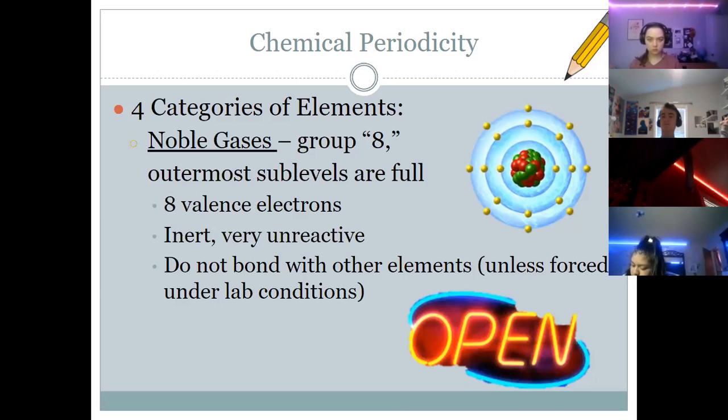So they don't react with anyone and they don't really bond unless you force them. You can force noble gases to bond to each other or something else, but for the most part, they're not going to bond. All right.